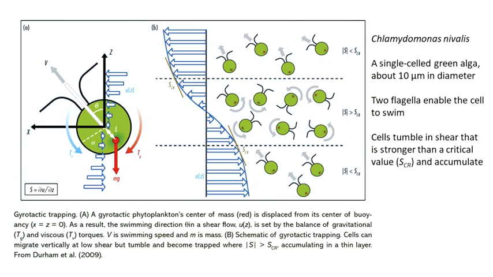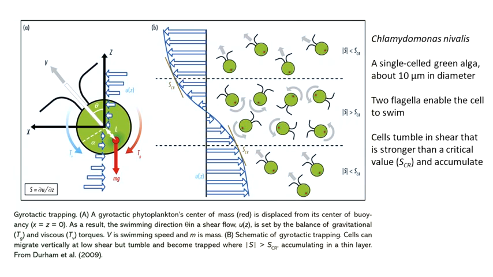And this means that rather than progressing in a uniform upward direction, where the distribution of cells would remain constant, organisms that swim into this high shear zone, or sink into this high shear zone if they're coming from above, tumble. And because they're tumbling, they don't escape from this zone, and so they accumulate.